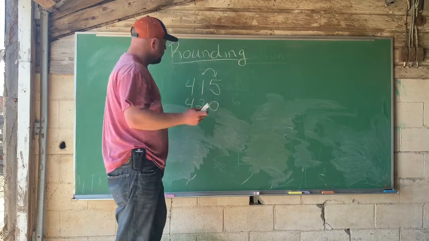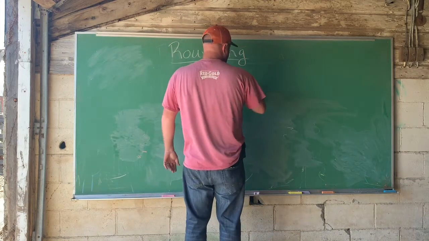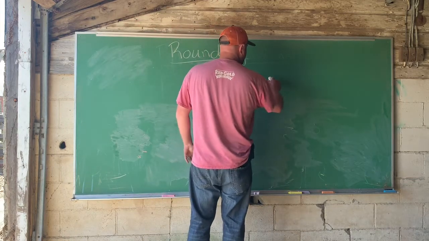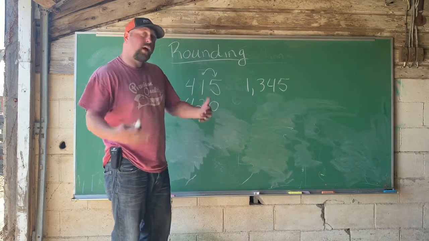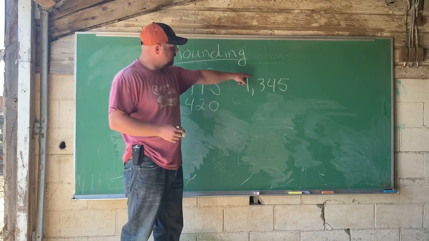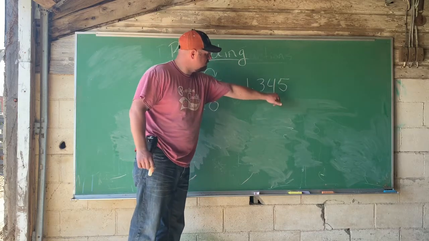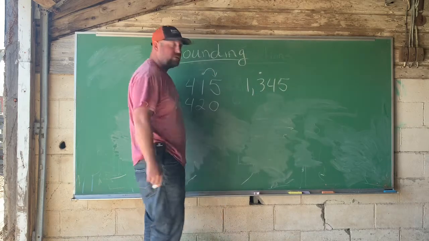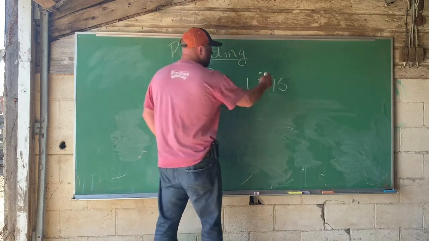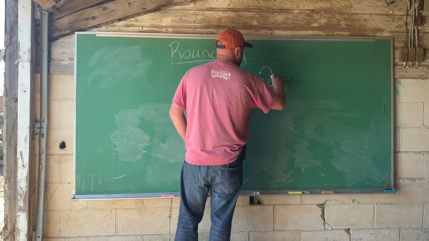Let's try another one here. How about 1,345? And let's round that to the nearest 100. Now the first thing I have to do is find my hundreds place. Ones, tens, hundreds. So I'm going to draw a dot right above my hundreds place. Then I'm going to draw my arrow to the 4.